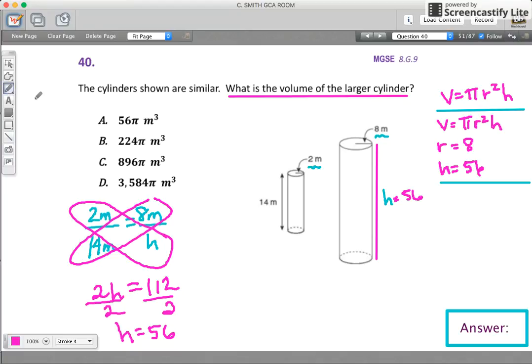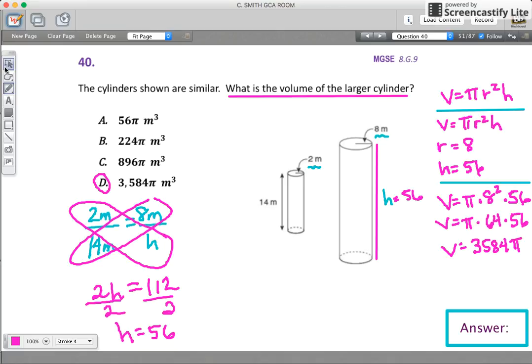Now it's time to substitute. So when we substitute here, we've got volume equals pi times 8 squared times 56. So volume equals pi times 64 times 56. Volume equals, and 64 times 56 is going to give us 3,584 times pi. So the correct answer here is D.